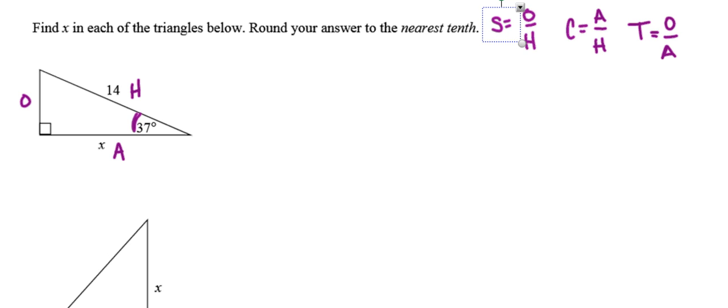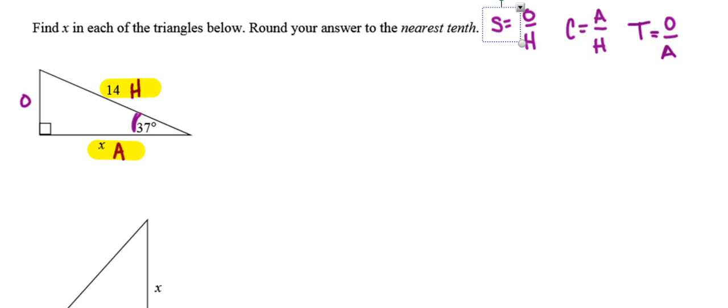I think the most difficult part of each and every one of these is deciding which trig ratio I'm going to use. And that's why I label the hypotenuse, the opposite side, and the adjacent side in each and every one of these triangles. This particular question deals with the adjacent side and the hypotenuse.